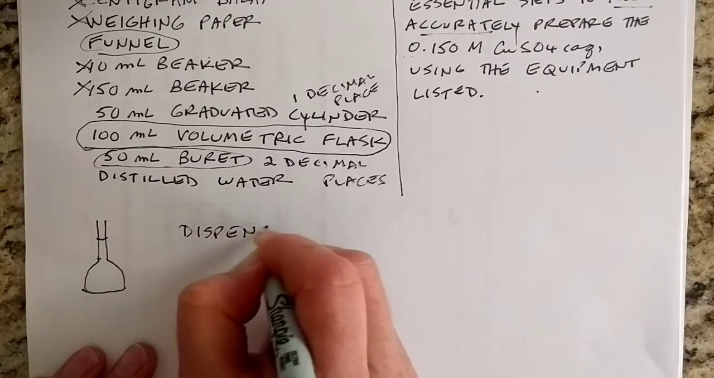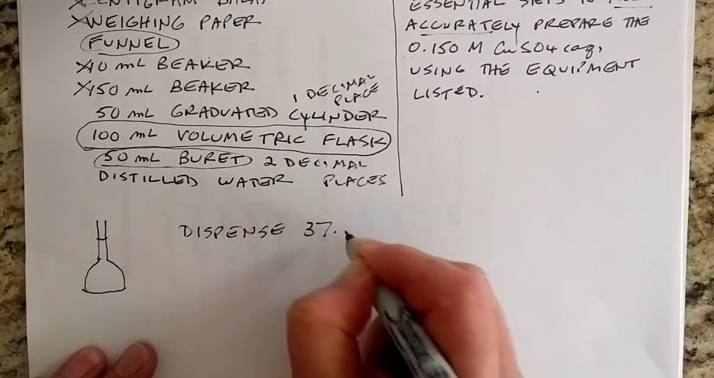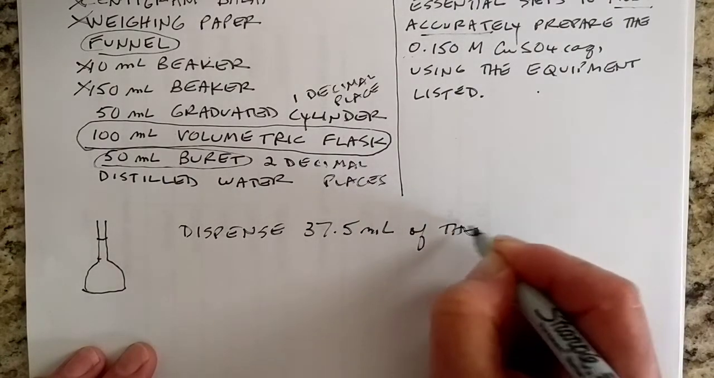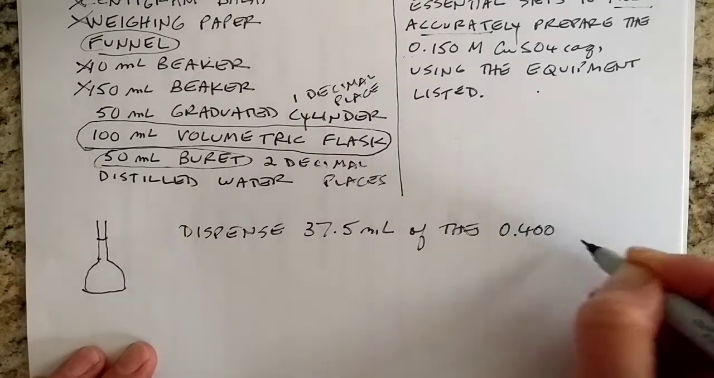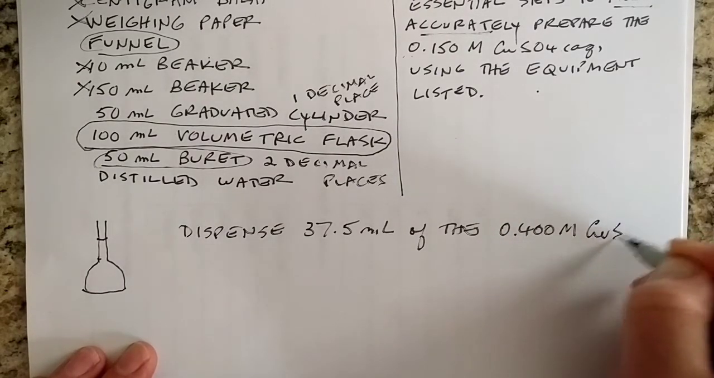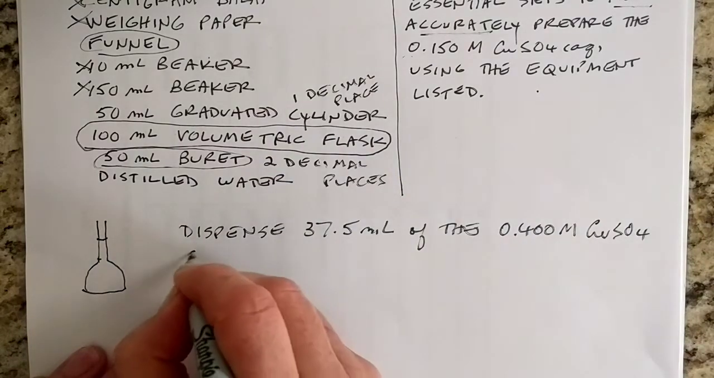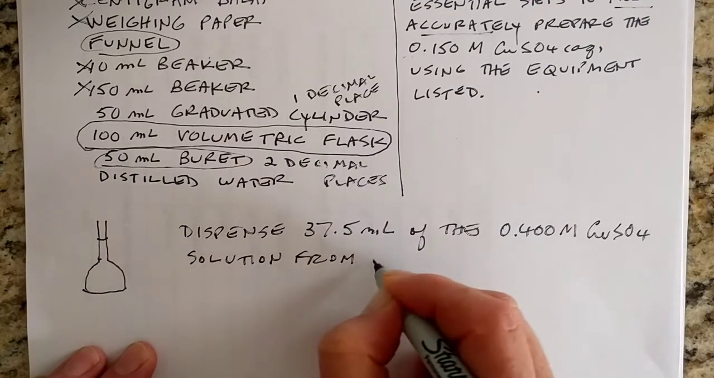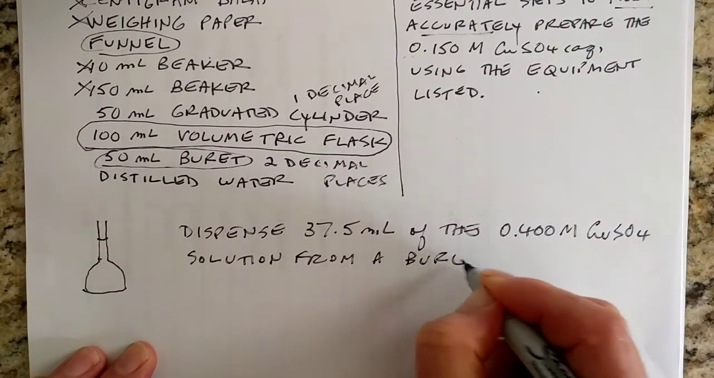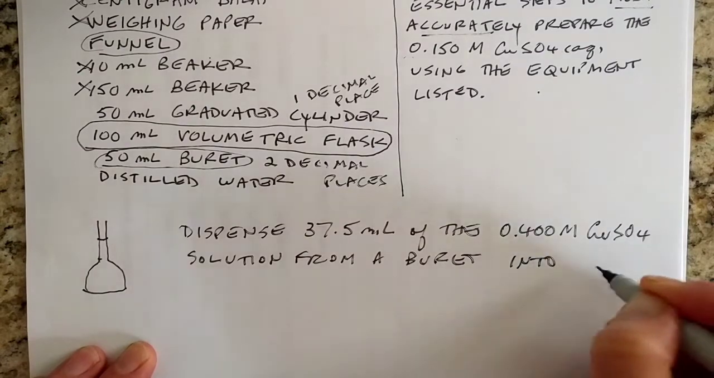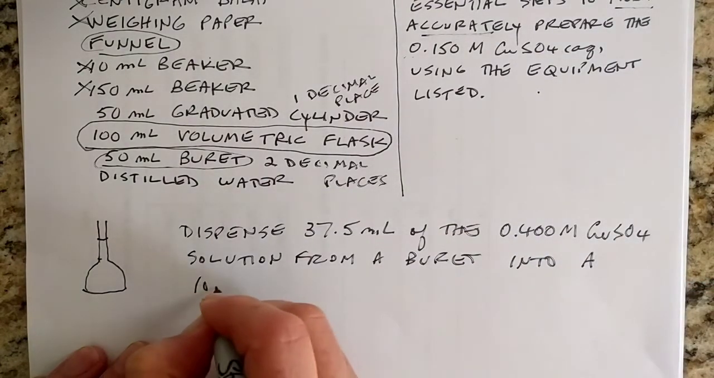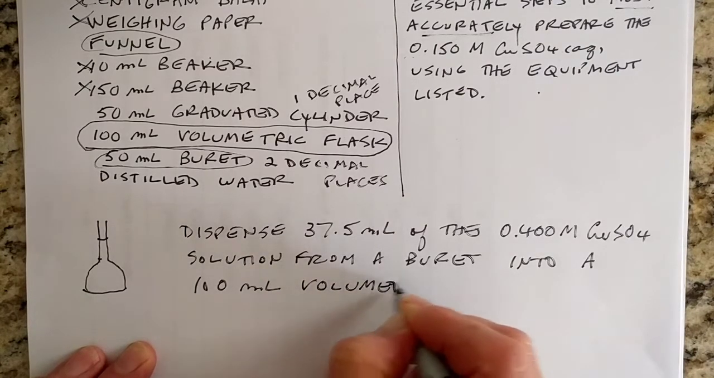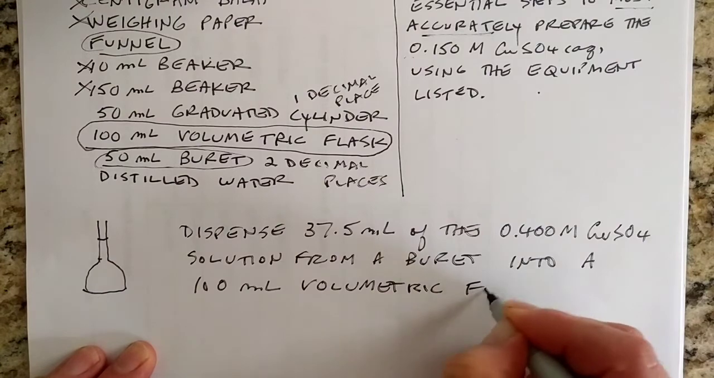Dispense 37.5 milliliters of the 0.400 molar CuSO4 solution from a burette into a 100 milliliter volumetric flask.